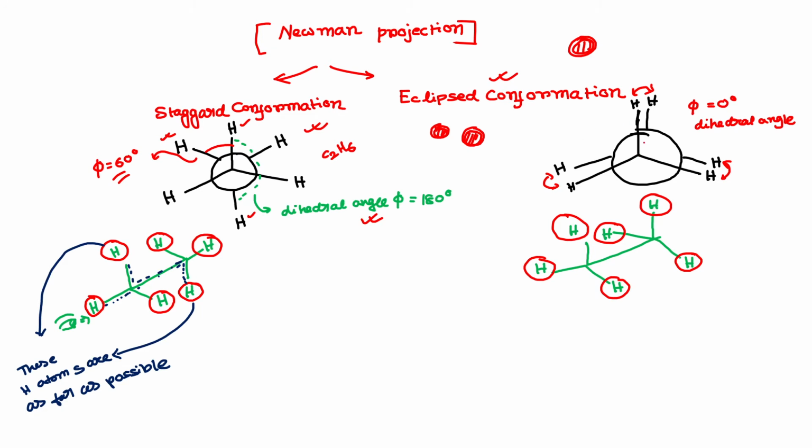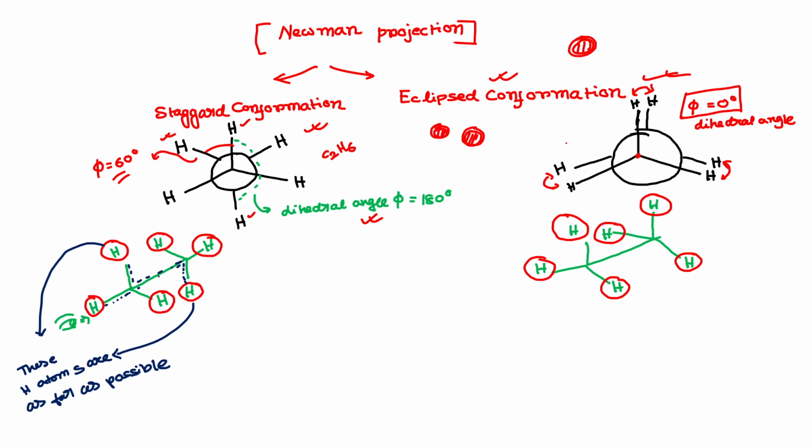You can see that two things are merged with each other, which is exactly what happens in this case. This CH bond on the front carbon and the CH bond on the back carbon are aligned in the same direction. Similarly, all the CH bonds of the front carbon and back carbon are exactly aligned with each other. So the dihedral angle between these two hydrogen atoms is equal to 0 degrees.